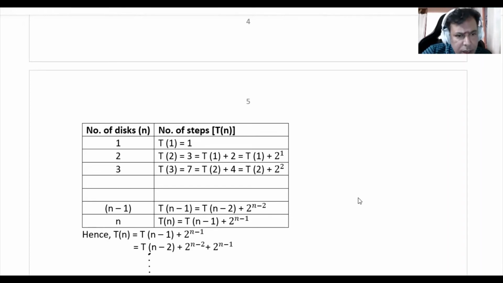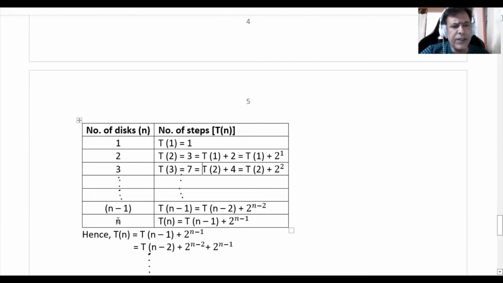And so on. If I do that, for n minus 1 disks, you will have T(n-1), which I can write as T(n-2) plus 2 to the power of n minus 2. Why 2 to the power of n minus 2? We may note that if it is T(2) here, then it is 2 squared. If it is 1 here, it is 2 to the power of 1. Likewise, if T(n-2) is there, this will be 2 to the power of n minus 2.